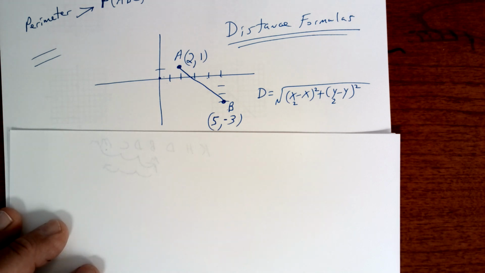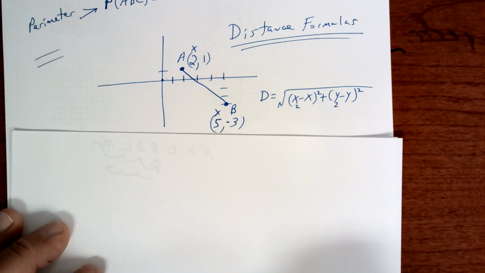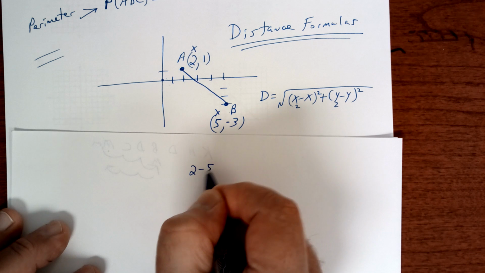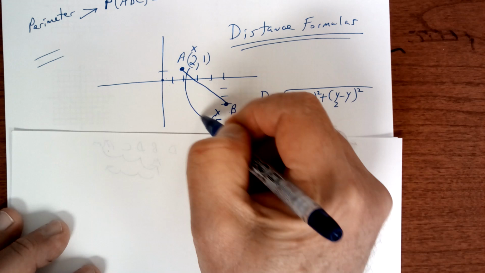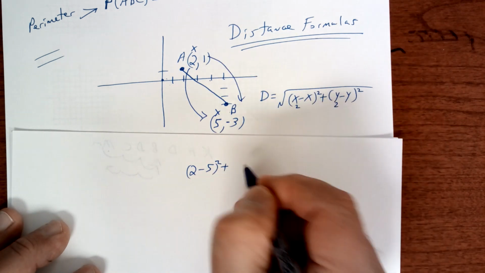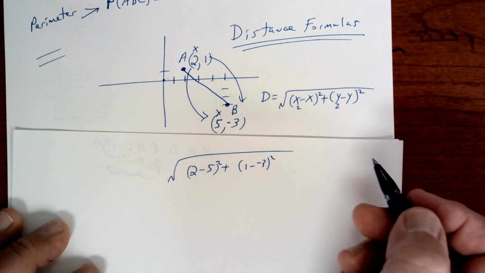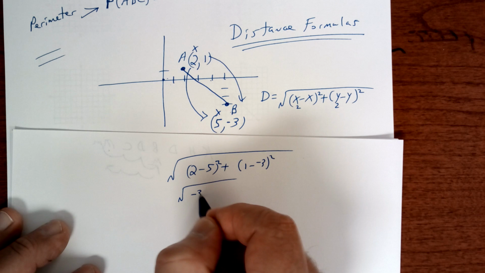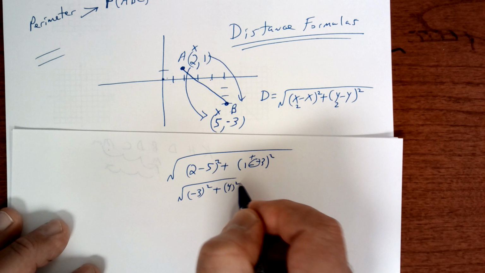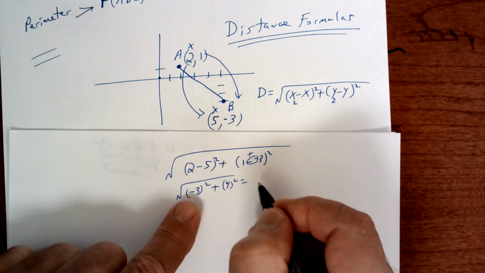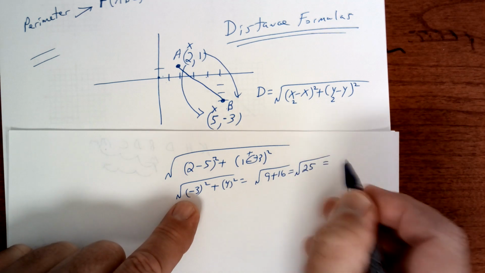All right, at this point, your x's are first. So you use your x's. So it's going to be 2 minus 5 squared plus, and then you go in the same direction, 1 minus a negative 3 squared. And then it's the square root of that. So this is going to be negative 3 squared plus, this becomes a plus, and that becomes 4 squared. When you square a negative, it becomes a positive. So that's 9 plus 16, which equals the square root of 25, which equals 5. And that's the distance.